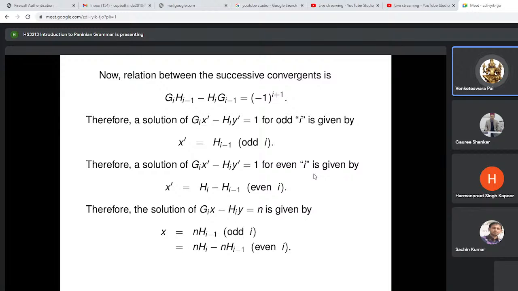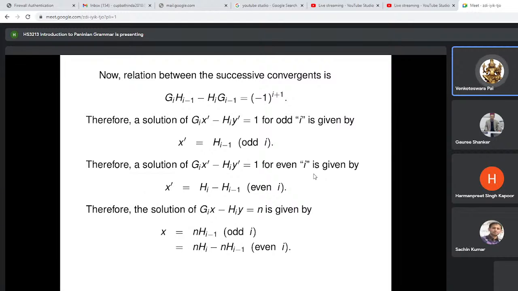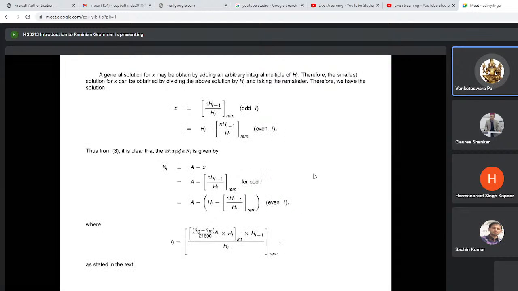And we have published this book on Karana Paddhati, and we have proved this in that book. So you need to have a clear understanding of continued fraction and its properties in order to arrive at the algorithm for finding the khandas. Okay, so I just wanted to emphasize that.